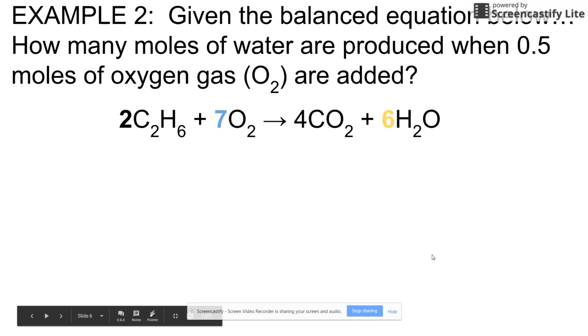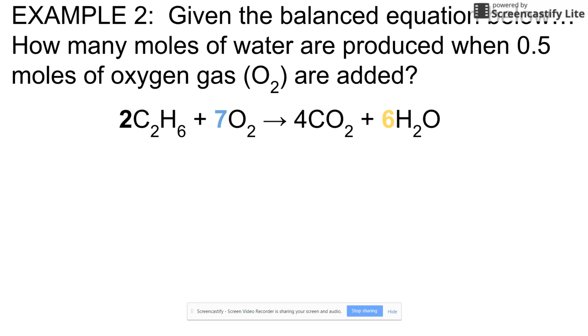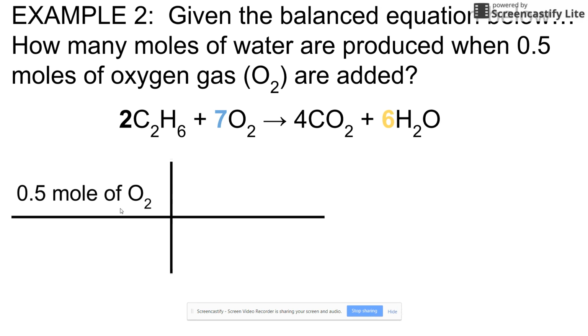All right, example number 2. Given the balanced equation below, how many moles of water are produced when 0.5 moles of oxygen gas are added? So again, you set up a bridge, you put your given, you read through your question: it's 0.5 moles of oxygen gas. Include the substance, because you're going to want the moles of that substance to cancel out. You put it over 1. Then you look at your balanced equation. Every 7 moles of oxygen gas that go in, 6 moles of water come out.